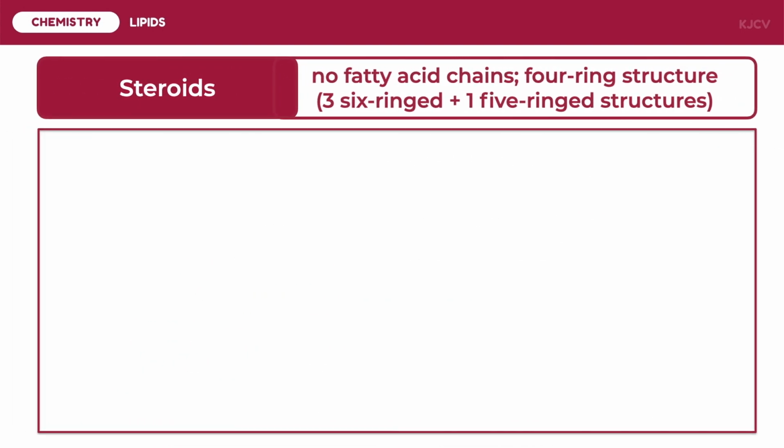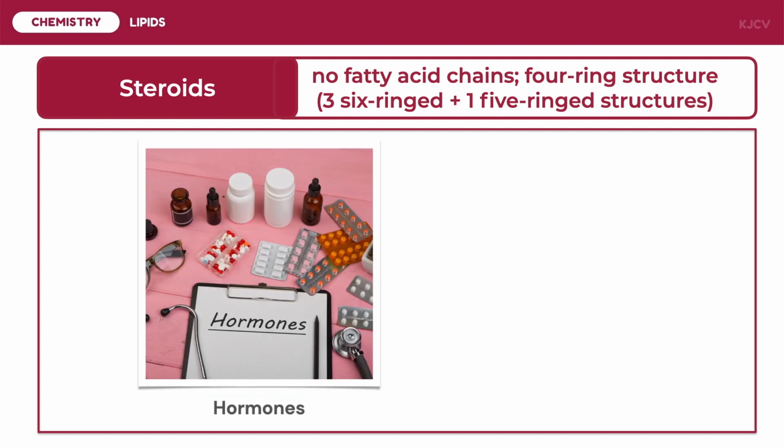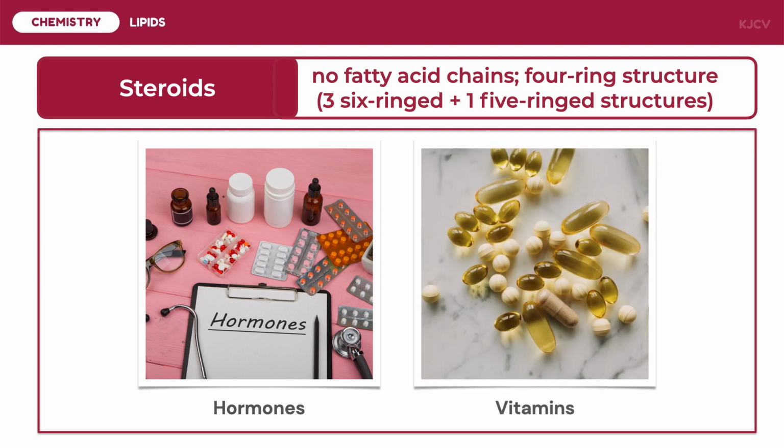As mentioned, cholesterol is essential for the production of hormones such as testosterone, estrogen, and cortisol, all of which are considered steroids. Vitamins are compounds that are essential for the proper functioning of our metabolism. We are now done discussing the 4 subclasses of lipids and their functions.